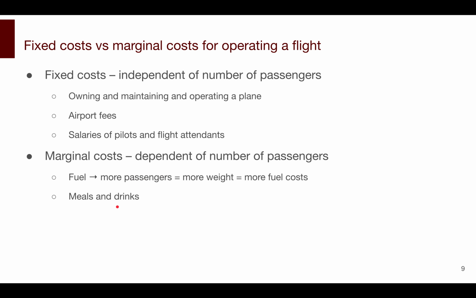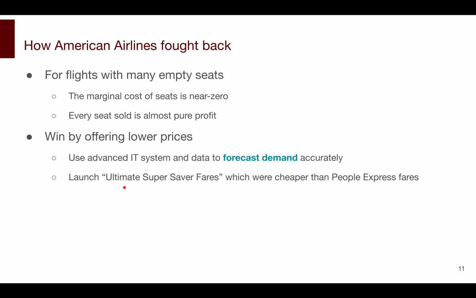First they had to be able to forecast demand to know which flights would have how many empty seats, and they launched these so-called Ultimate Super Saver fares, which were even cheaper than the People Express fares on the same routes. By doing this, they could capture this demand that was otherwise going to People Express.